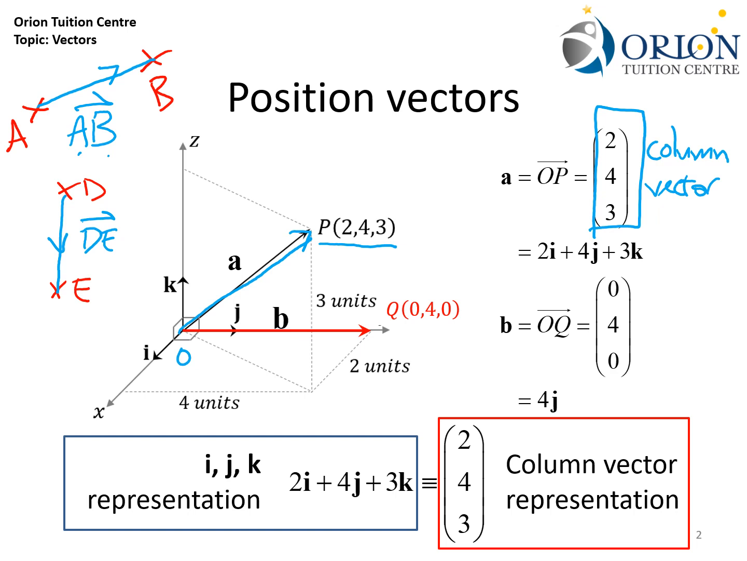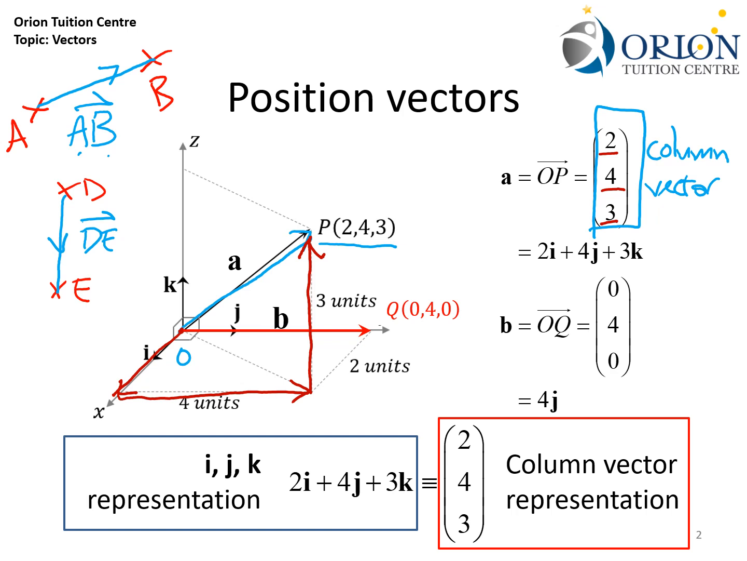How it works is, if we start from the origin, we are first going to move in the X direction by 2 units, hence the 2, followed by 4 units in the Y direction, hence the 4, and finally we are going to move vertically up in the Z direction by 3 units to get 3. So the column vector 2, 4, 3 simply refers to the number of units we move in each direction before we arrive at the final destination.